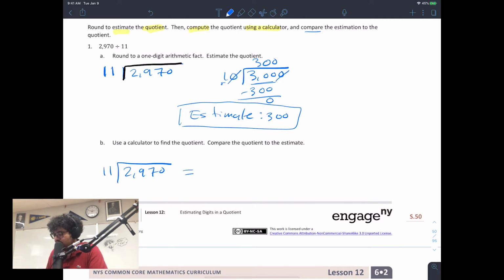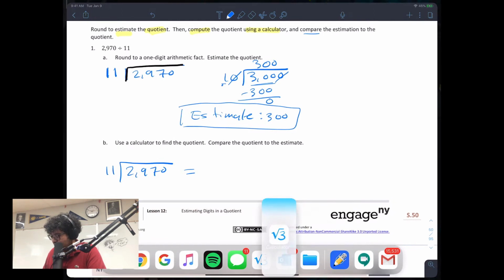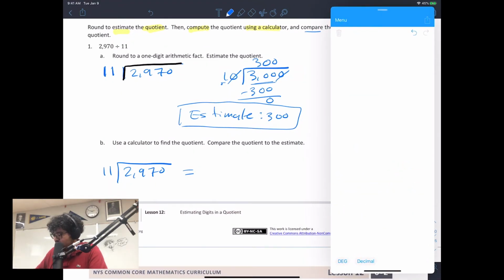So what's the actual quotient? So the actual quotient is, let's pull up a calculator here. Okay, I'm gonna bring this calculator. All right, so we're gonna say 2,970 divided by 11. And what's our answer? Our answer is 270. So there's the actual answer.